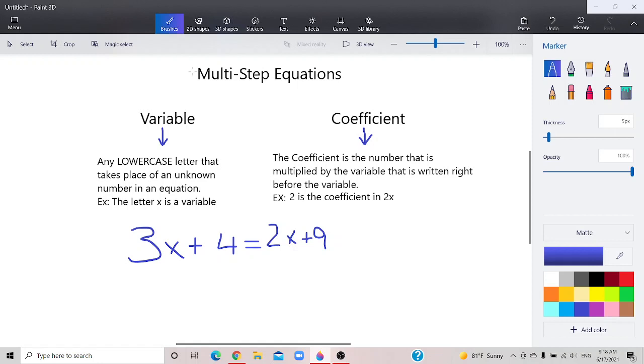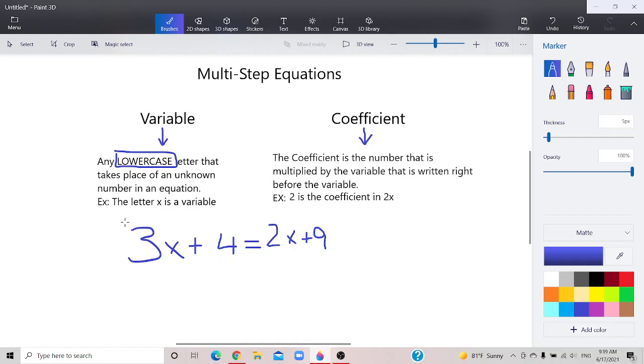Multi-step equations are found a lot in day-to-day life, and they usually involve two really big things. They involve variables and coefficients. A variable is any lowercase letter that takes the place of an unknown number in an equation. For example, the letter x is a variable. The coefficient is the number right next to it, right before it. It is used to identify how many times you multiply the number. So if we were talking about 2x, 2 would be the coefficient.